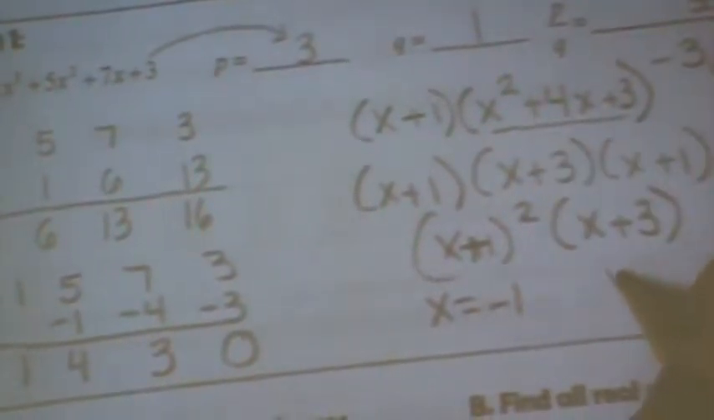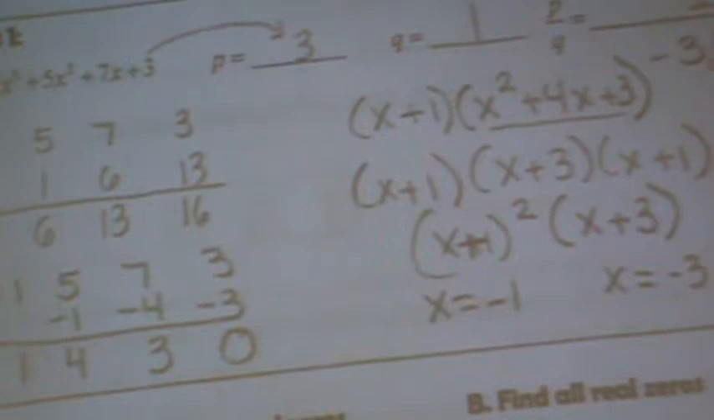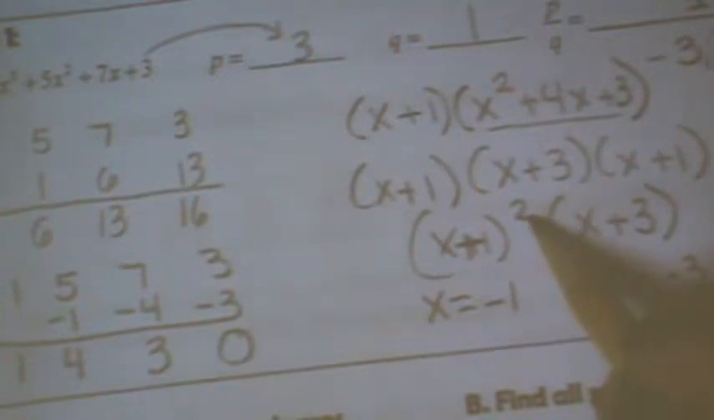It touches and bounces. It does not cross through this one. But this one it's going to cross through. How do you know? Last year we talked about the multiplicity of a zero. If the multiplicity is even, this zero occurred 2 times, it's going to touch and bounce off of it. And if it's an odd multiplicity, this only is once, it's going to cross through it.